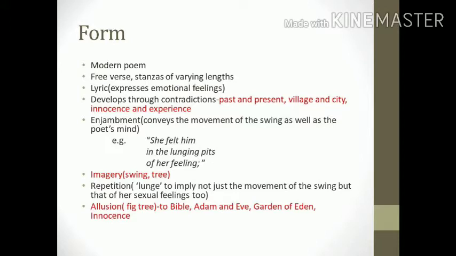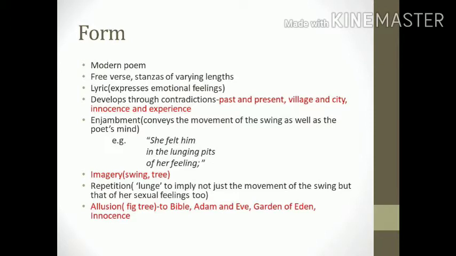It's a modern poem, not having the structure of a traditional poem. It's written in free verse. That means the poem does not have a meter or a rhyme, and the stanzas are of varying lengths. And it is a lyric because it expresses emotional feelings of the speaker.